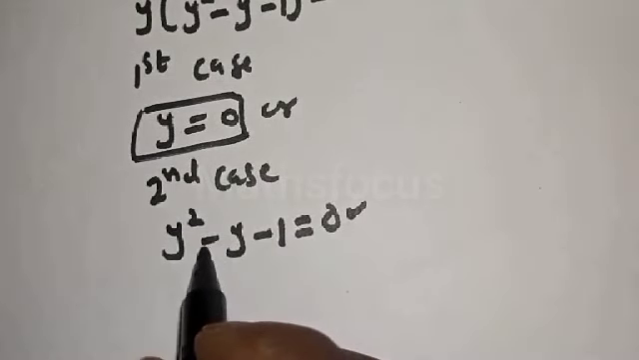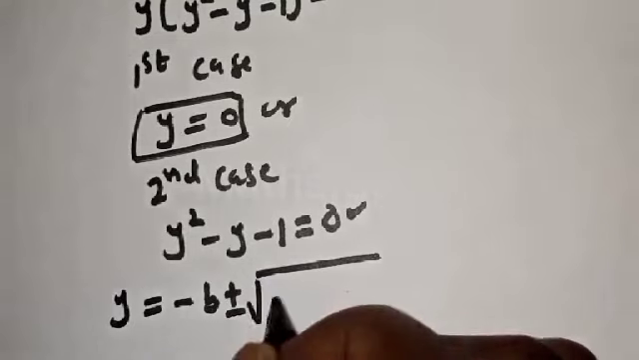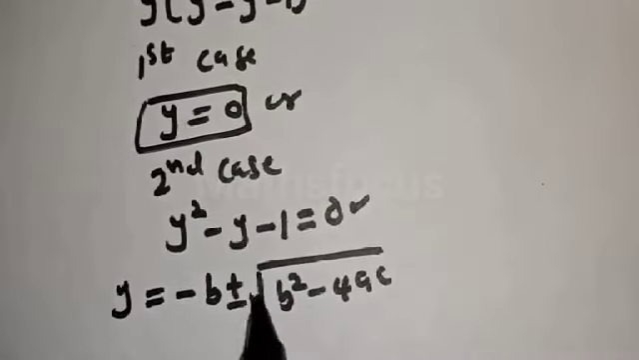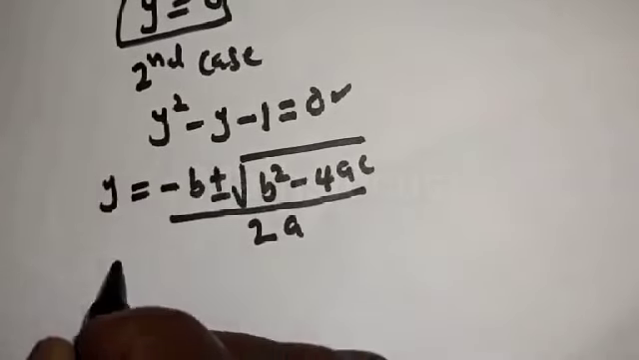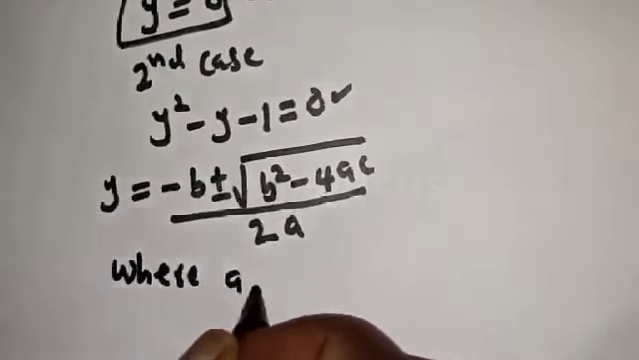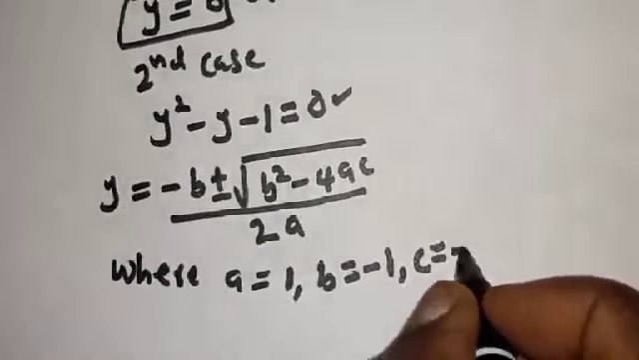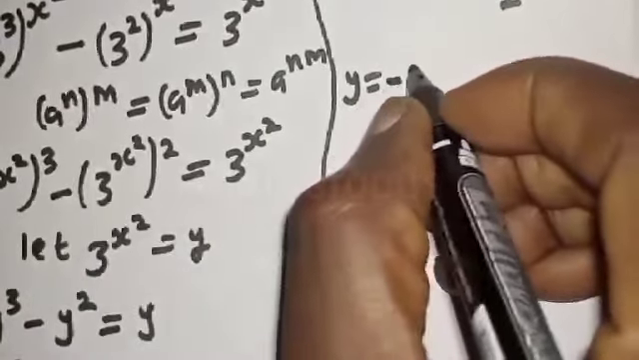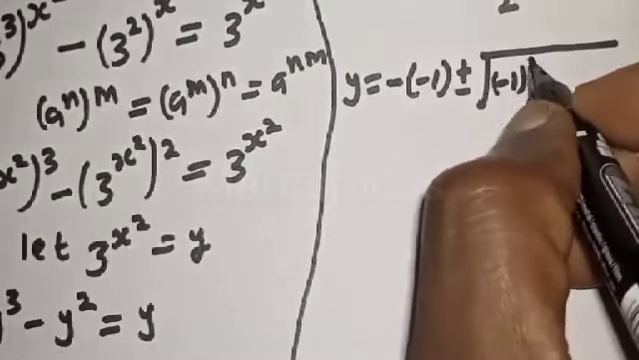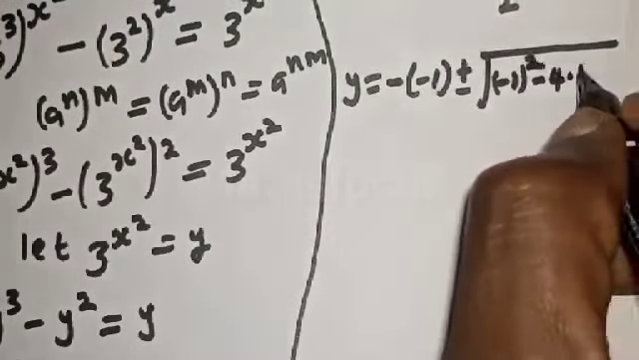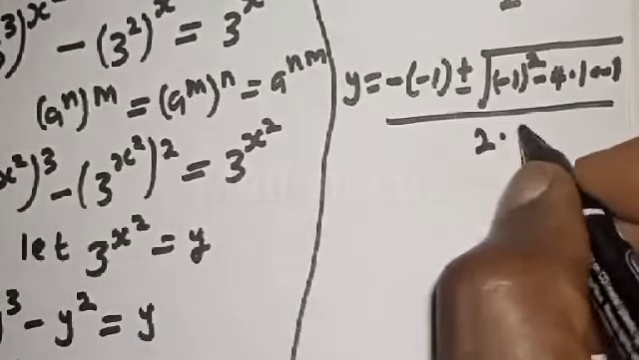And the quadratic general formula in this case is giving us y is equal to minus b plus or minus square root of b² minus 4ac, over 2a, where a is equal to 1, b is equal to minus 1, c is equal to minus 1. y is equal to minus (minus 1) plus or minus square root of (minus 1)² minus 4 multiplied by 1 multiplied by minus 1, everything over 2 multiplied by 1.